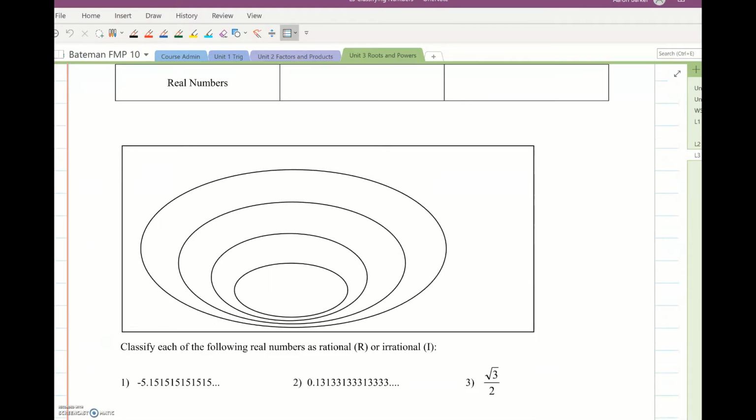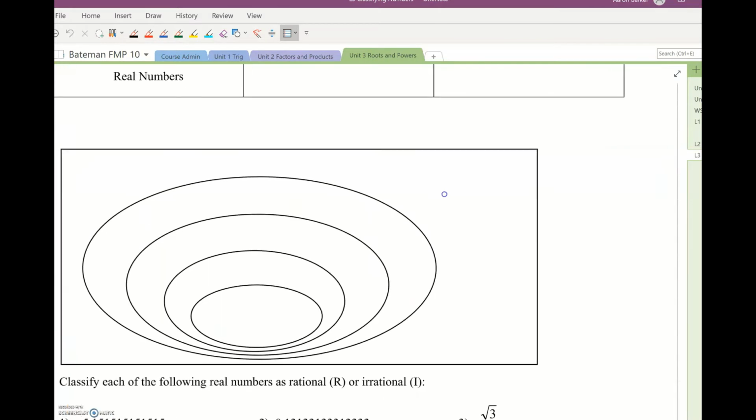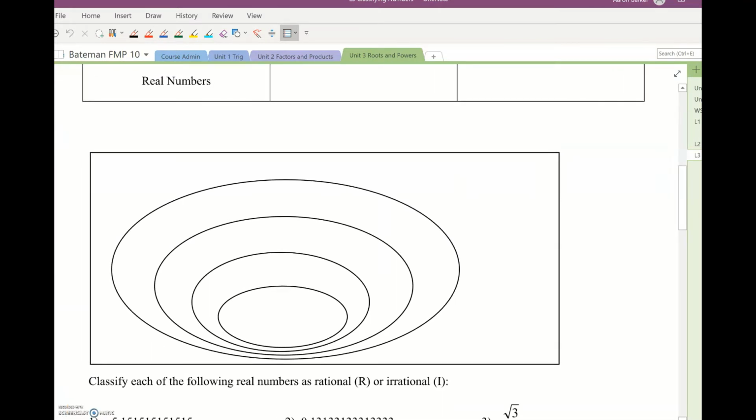We're going to focus today on the number system, and that's going to take us into radicals. Here's a good diagram to explain what it is. Big picture, small picture. We have what we call our real number system. It involves everything inside this box.